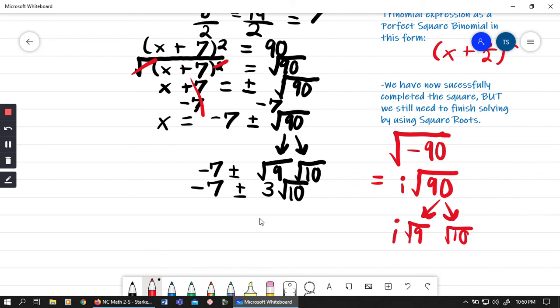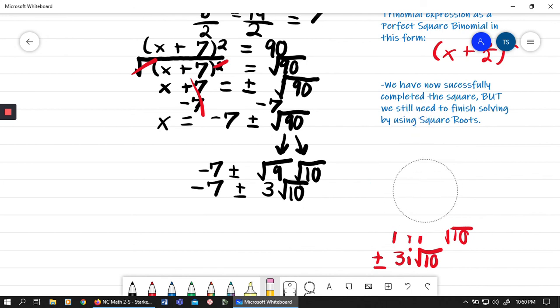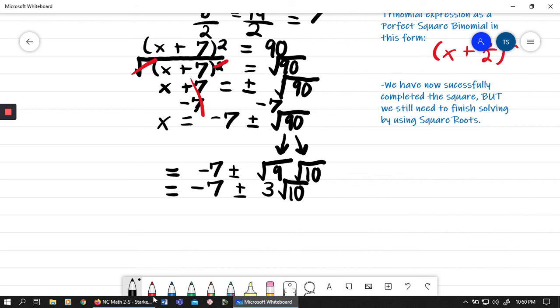But again, since this would be i, then you would have to write it as 3i times the square root of 10. You would still have the plus or minus in front of this, and you would still have the minus 7 in front of this. But again, I just wanted to give you that reminder of how it would be done if it was an imaginary solution here. I'm going to erase all of this right here. Okay. All right. So these are your two solutions here.